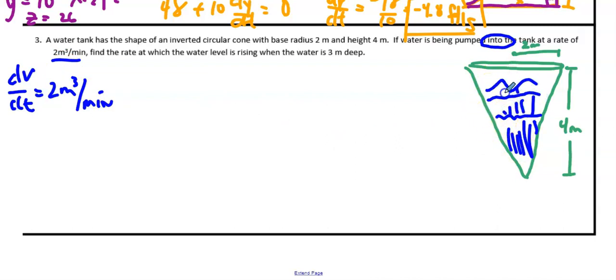The more I get, the more water we get. So that's why that's positive. Find the rate at which the water level is rising. Okay, so now what is that? The water level is rising. Well, that's a change in height. And again, it's a rate, so the change in height with respect to time. And it's asking us, when is the water level rising? When the water is 3 meters deep.